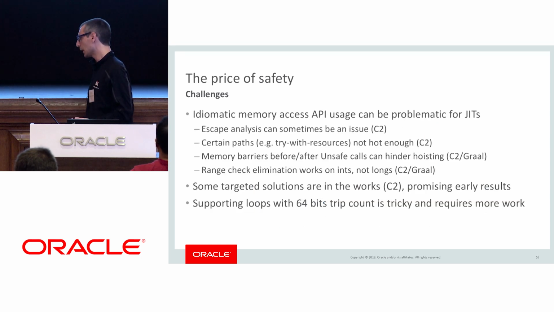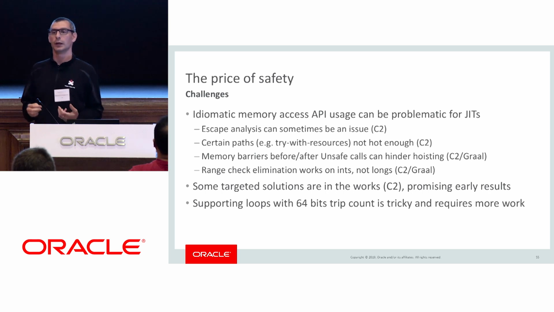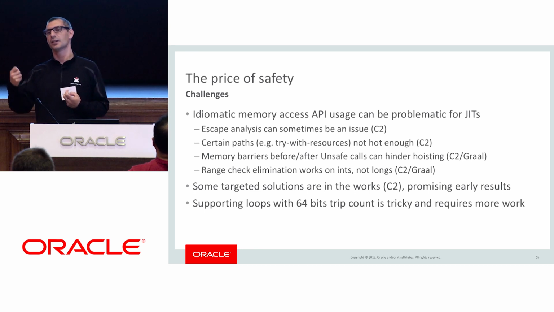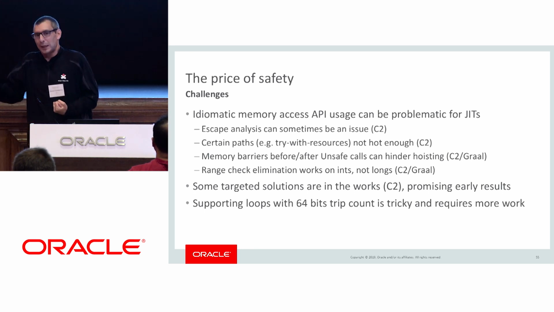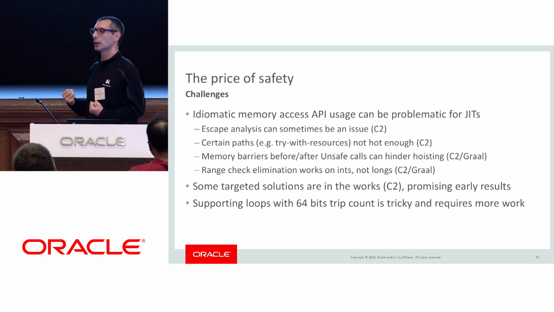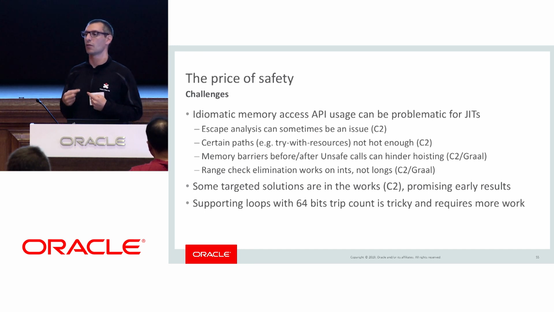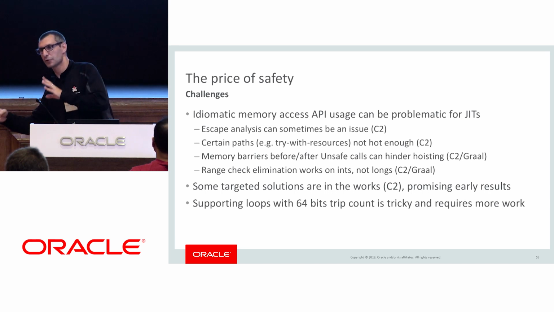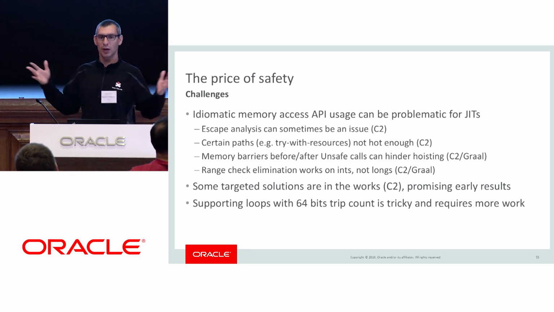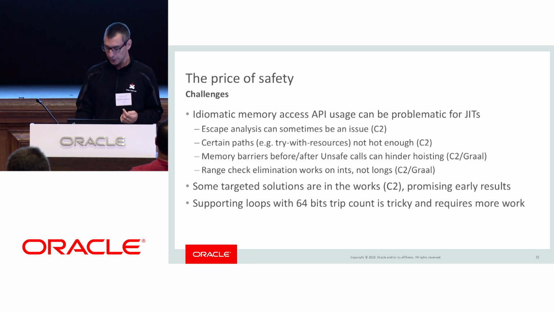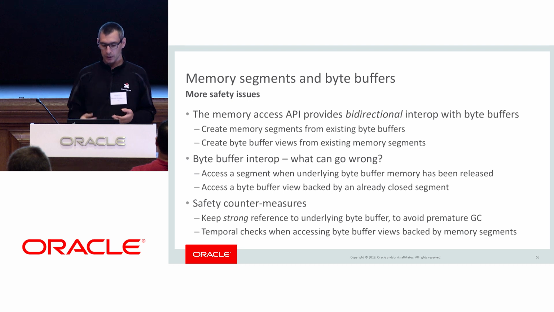So what does that mean? Well, it means we have work to do, of course. There are some patches that we need to do to C2 in order to improve escape analysis, at least so that we can run some of the idiomatic code with the memory access API. But we have a much deeper problem with the for loop with long variables. And this is a problem on both HotSpot, a little bit less so on Graal, but still a problem. And we have bugs filed on both VMs, and we will try to do better in this particular aspect. So back to safety now.